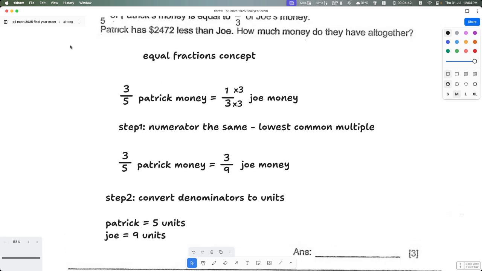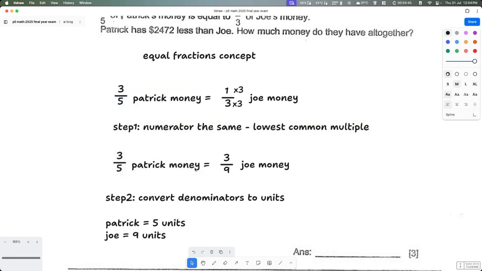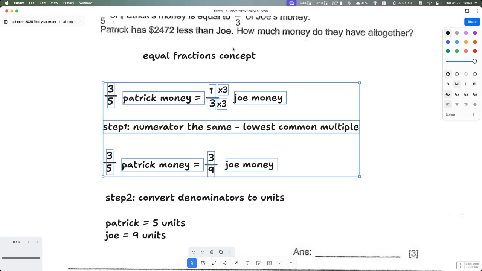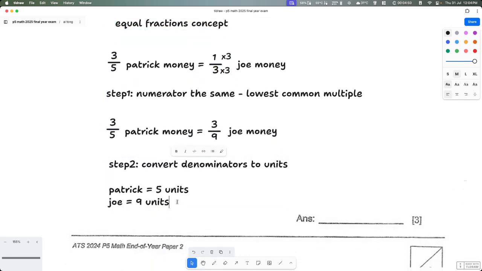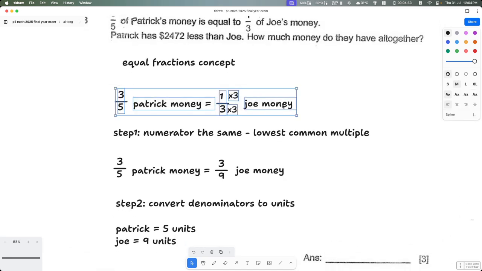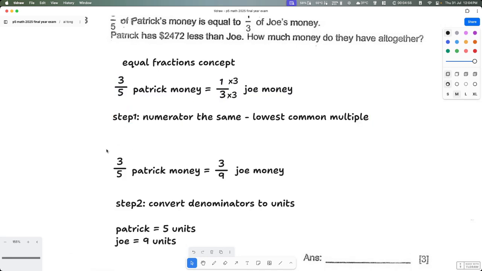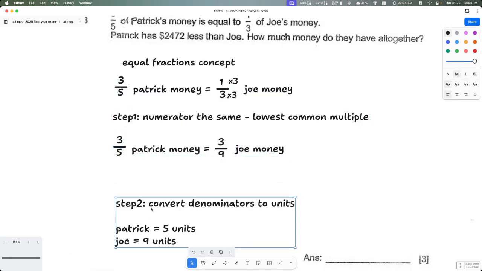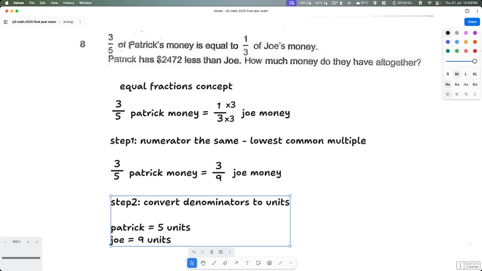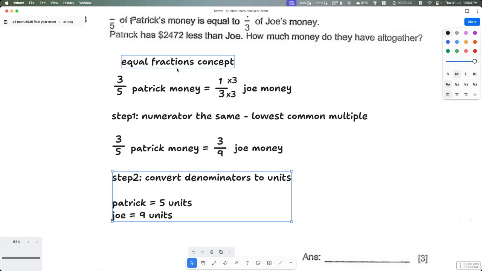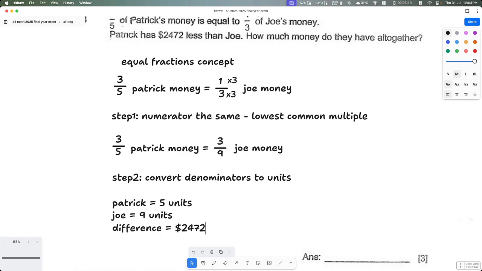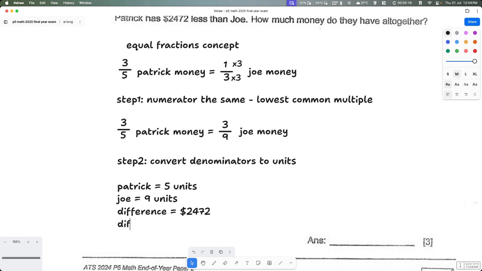Okay. All right. So let me just push all of them into one side so it's easier to see. Then you can solve already. So in this case, we know the units for all of this. Then we know that Patrick has $2,472 less than Joe. So the difference is equal to $2,472. So we have difference in units is equal to 9 minus 5, equal to 4 units.